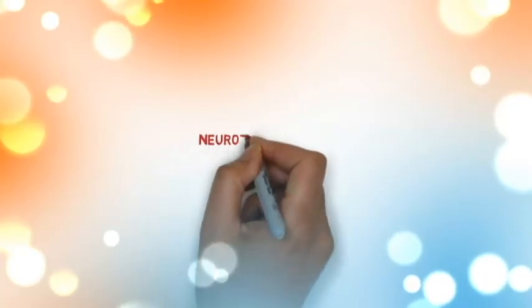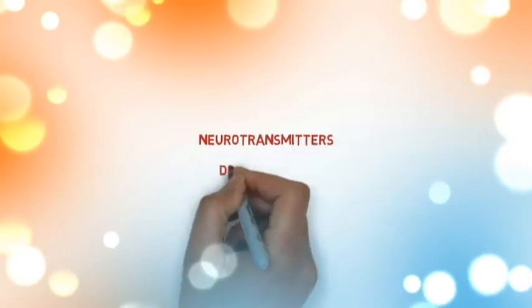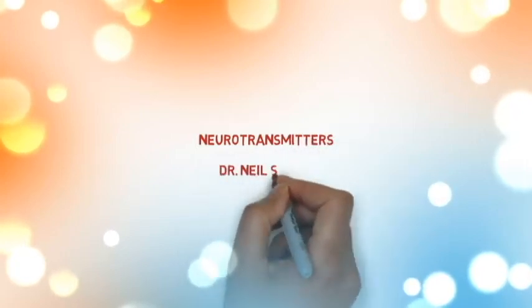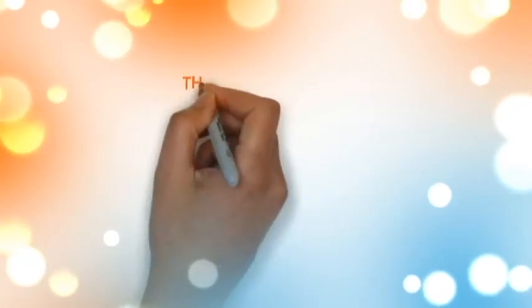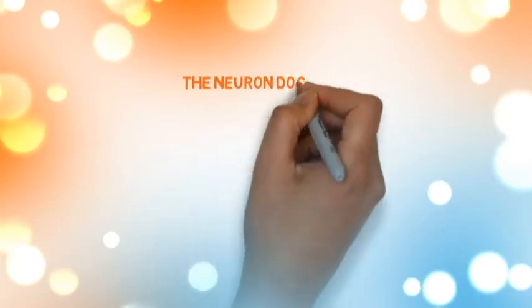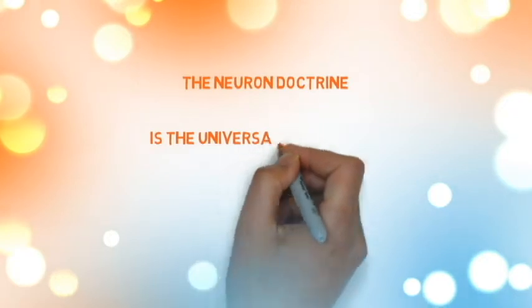Hello class, and welcome to this lecture. My name is Dr. Neil Sogi, and for this lecture we're going to be taking a look at neurons and neurotransmitters. Now, a fundamental principle of neuroscience is that neurons are the structural and functional units of the nervous system.